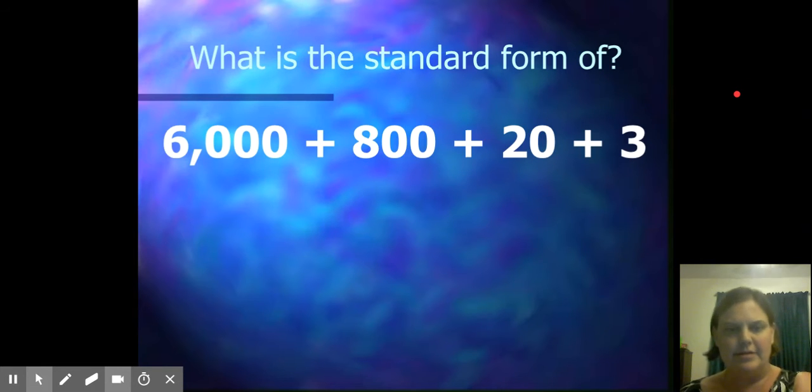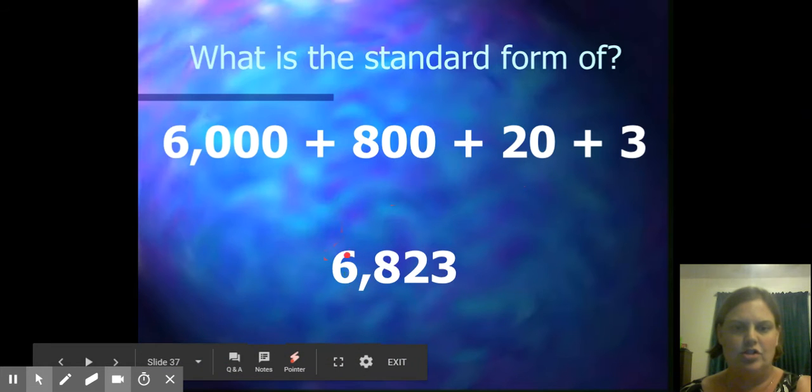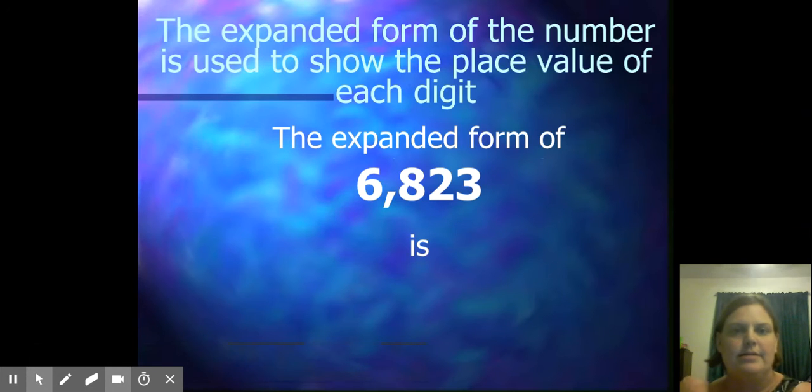So when I look at this, the standard form, 6,000, 800, 20, and a 3, if I add it all together, I get 6,823. Notice that this is just 6 and a bunch of zeros. 1, 2, 3 zeros. This 8, and I put 1, 2 zeros. Because this isn't the 800s. This is 20, and my 3. That is what expanded form is. So we're really just showing the value of each of those digits in their place values.